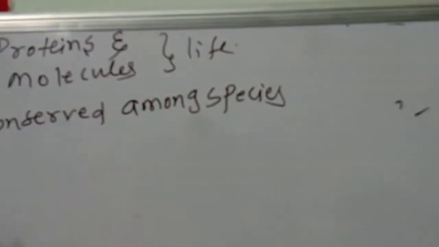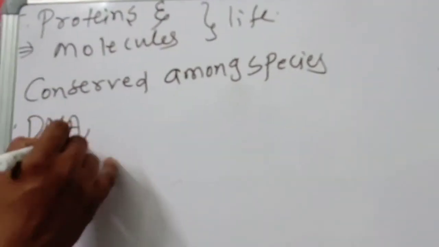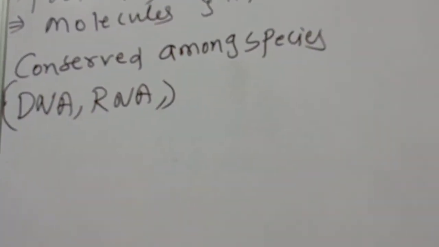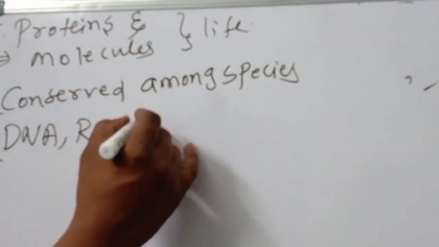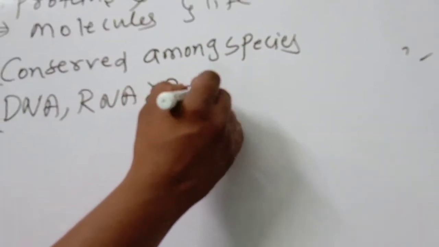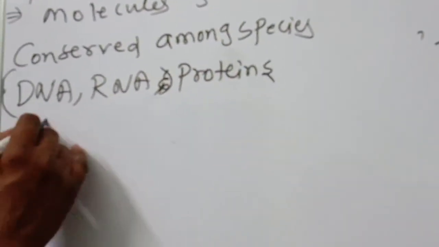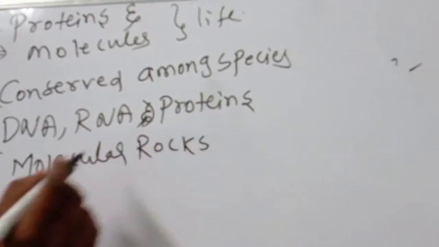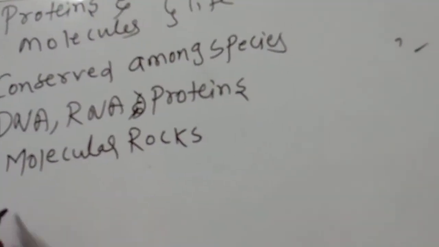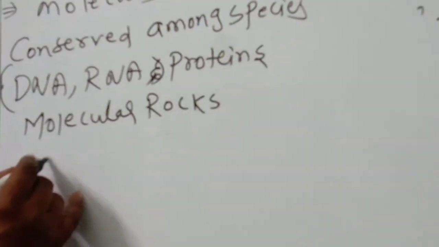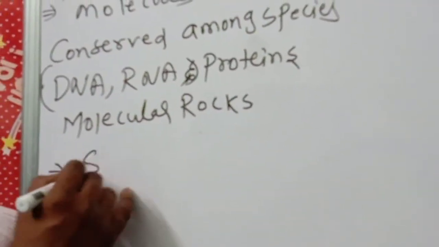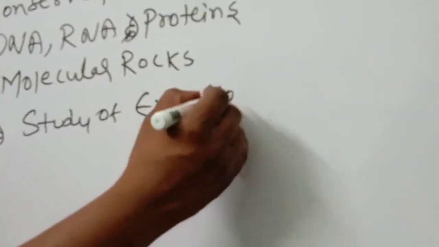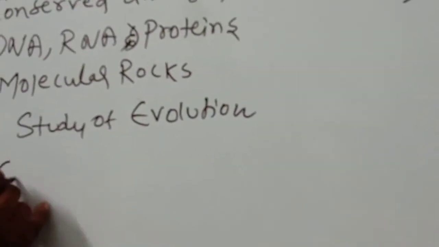So what are those? You know very well: DNA, RNA and proteins. These are often called molecular rocks. These are molecules that are studied especially for the study of evolution. From the point of view of studying evolution, we will use some techniques. What are those?